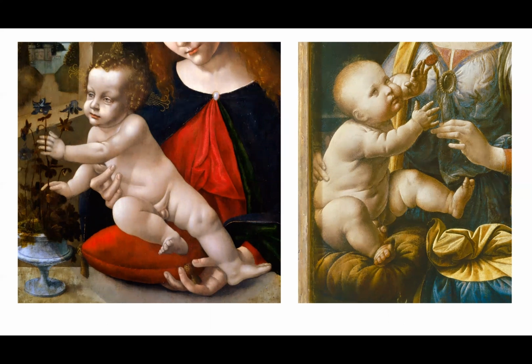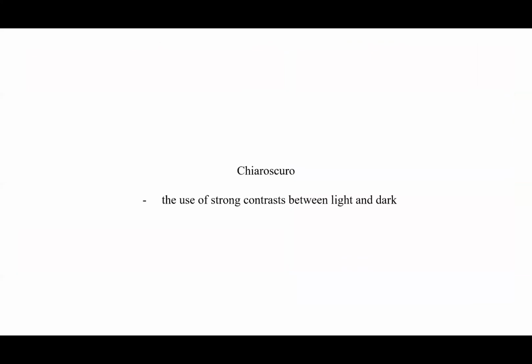His use of light and shadows to convey a sense of plasticity to the flesh of the Christ child demonstrates his technique of chiaroscuro. Chiaroscuro is the use of strong contrast between light and dark.